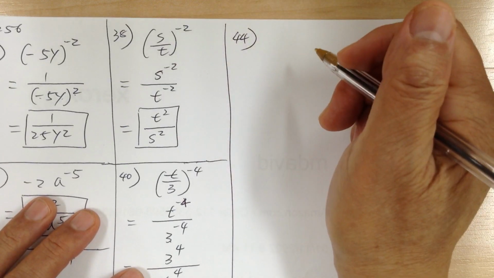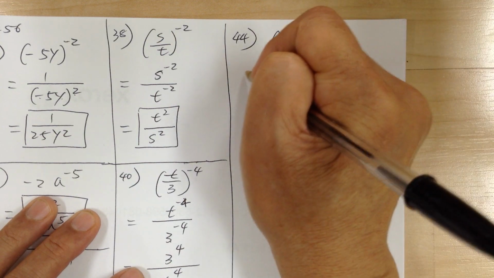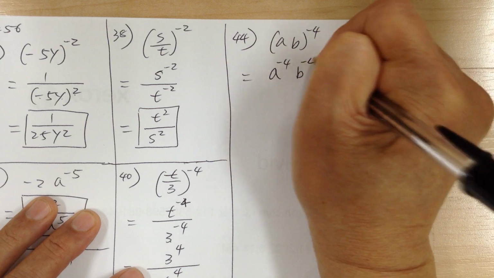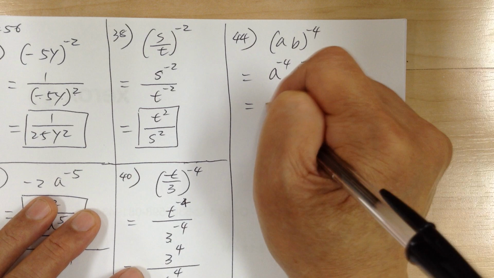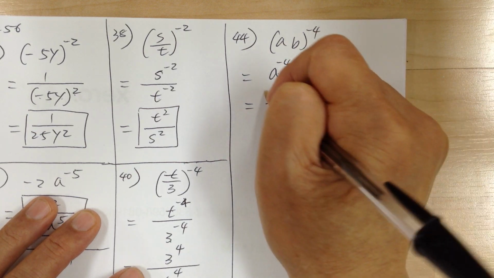Okay, number 44, you have parentheses ab to the negative 4 power. You can apply the power rule, so you get a to the negative 4, b to the negative 4. Then you apply the negative exponent rule by flipping things over. This gets flipped to the bottom, this gets flipped to the bottom, and that's it.